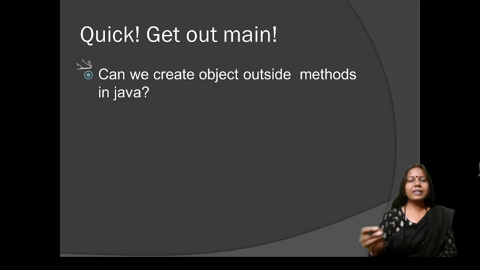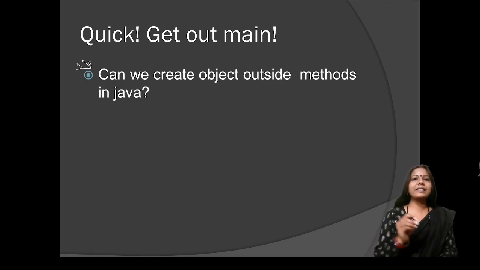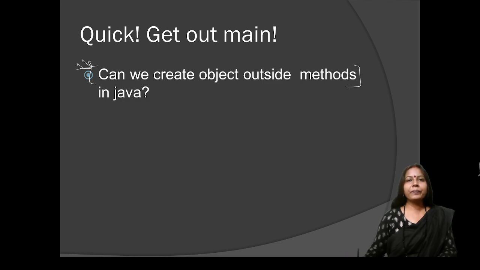You must have seen in my previous video where I created an object inside the main method. This is the general way. But here the question is: can we create an object outside the main method? To clear this concept, I would like to use a simple program.